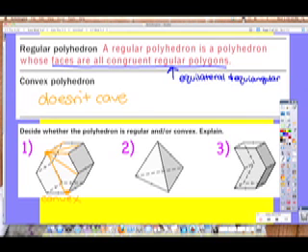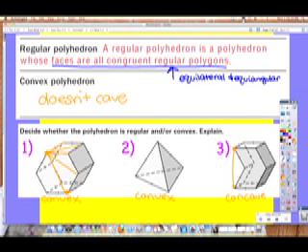Concave. It kind of interchanges between non-convex and concave. Guys, just practice the concave. All right, let me show you why. From this point to this point, does it stay inside? No. Oh wait, but if you read the directions, it says decide whether the polyhedron is regular and or convex. So let's go back to number 1.